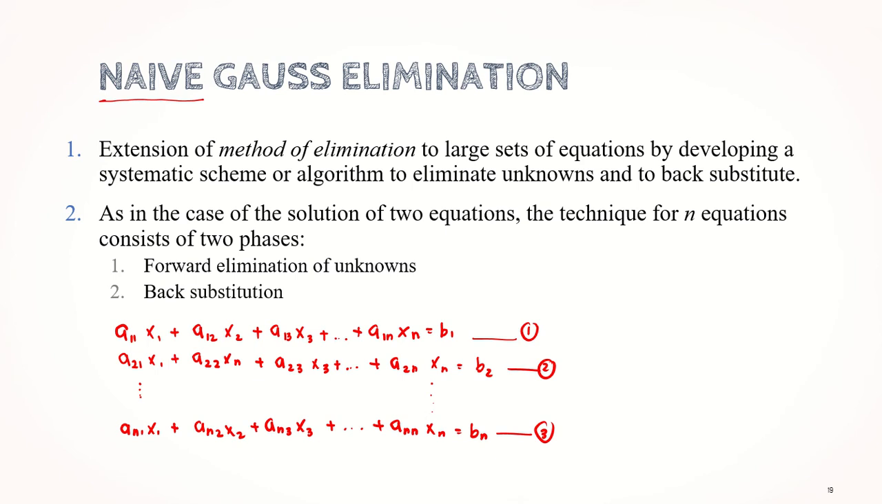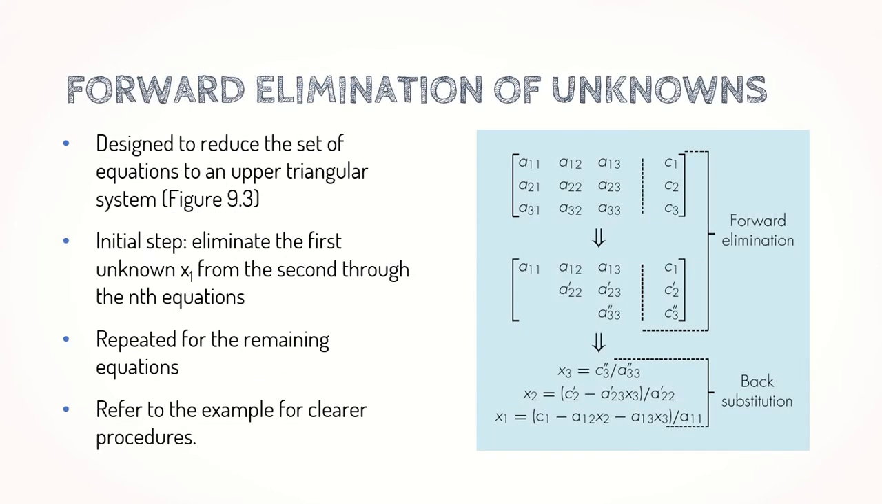Now for the first phase, the aim of this method is to reduce the set of equations so that it forms an upper triangular system. As you can see, we're going to have something like this. This is what we mean by an upper triangular system, with x1, x2, x3 and so on.